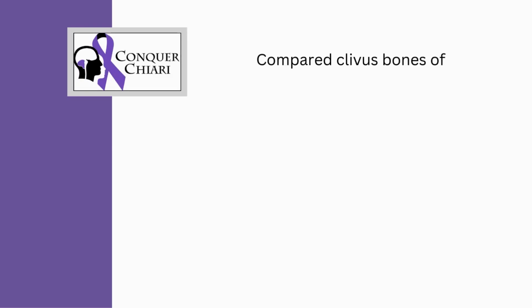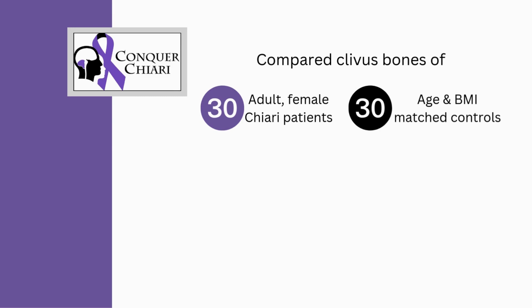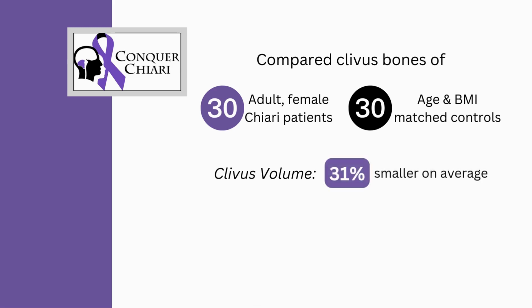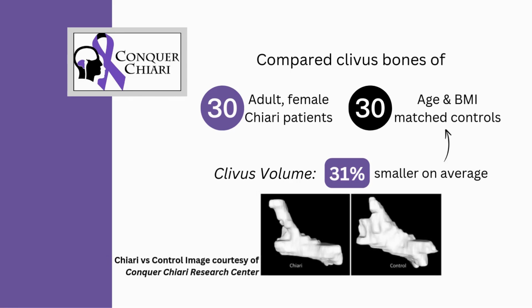This study compared the Clivus bones of 30 adult female Chiari patients to 30 age and BMI matched controls. The study found that the overall Clivus volume of the Chiari group was 31% smaller on average than the control group. This difference can be readily seen in these side-by-side images of a Chiari Clivus and a healthy control Clivus.